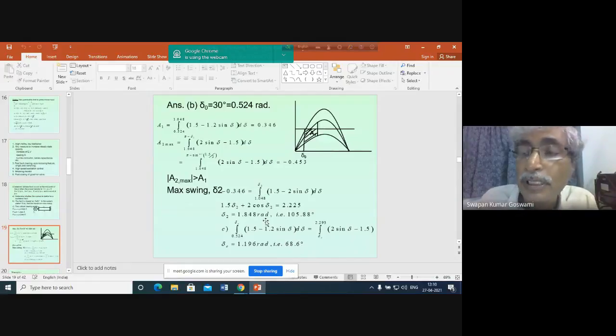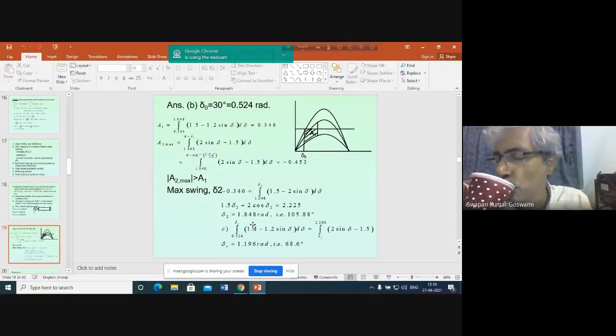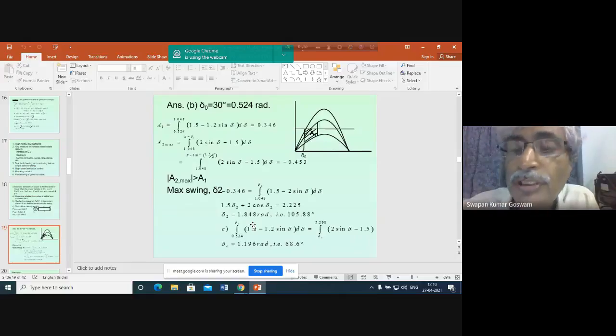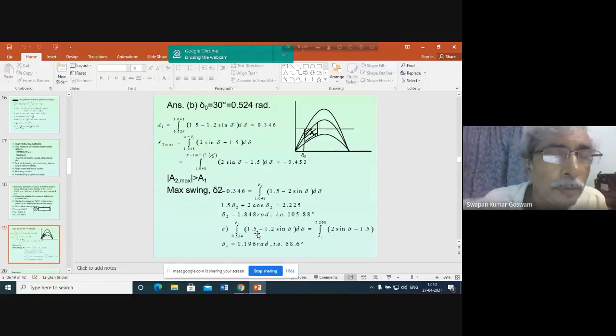Okay, so is this point clear, or have you understood this example here? Any doubt, any confusion?